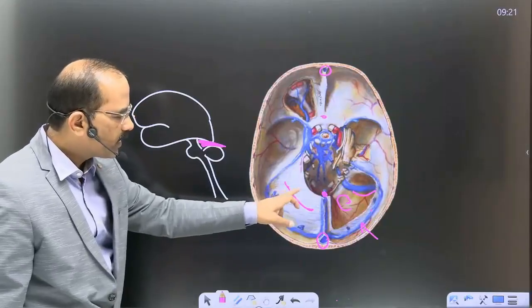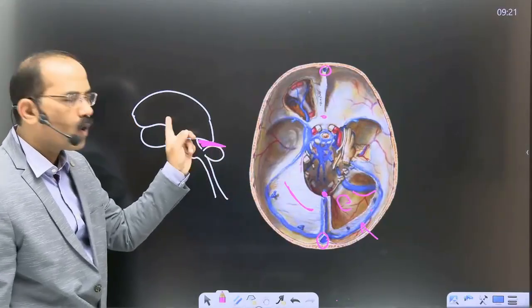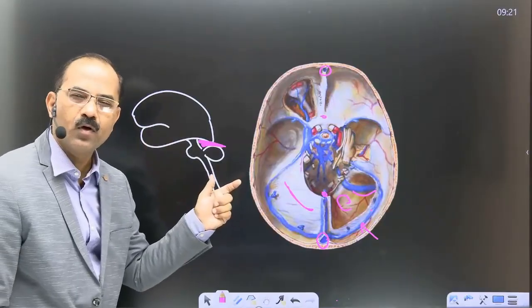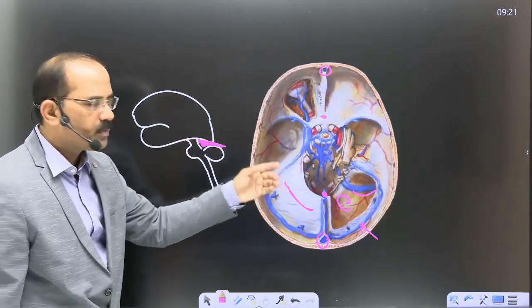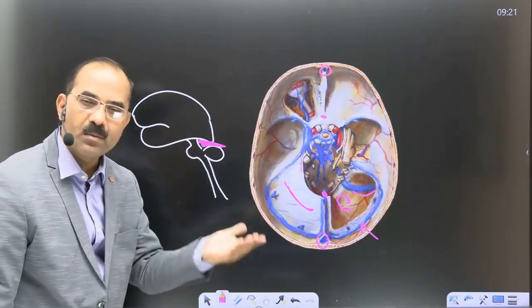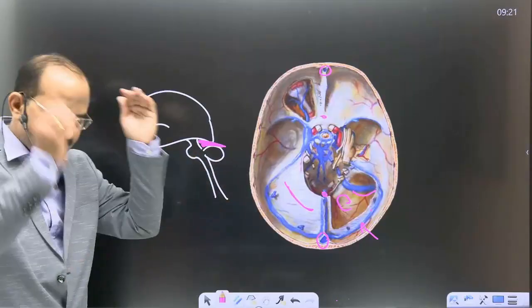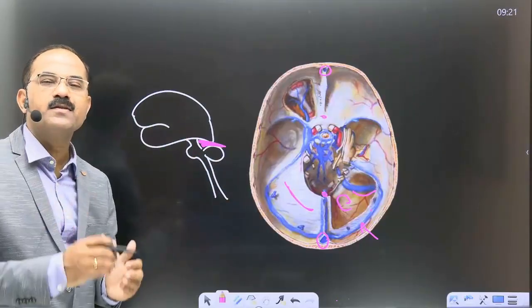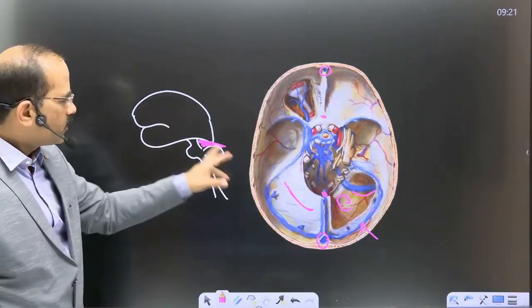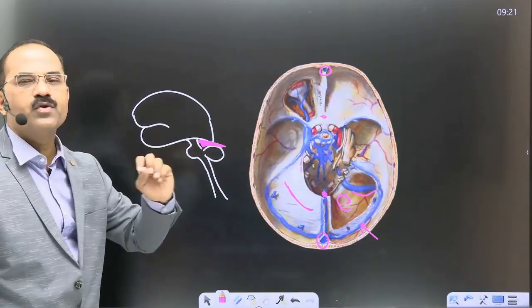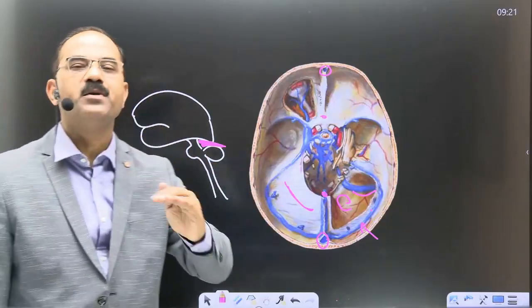And what would lie above this? Above this would lie the occipital lobe of the cerebral cortex, the occipital lobe of the cerebrum. So this fold of dura mater separates the cerebrum from the cerebellum, and this is acting as a tent. We call this the tentorium cerebelli. Clear? So this tentorium cerebelli is a fold of dura mater which separates the cerebrum from the cerebellum.